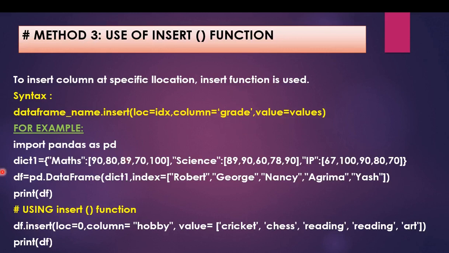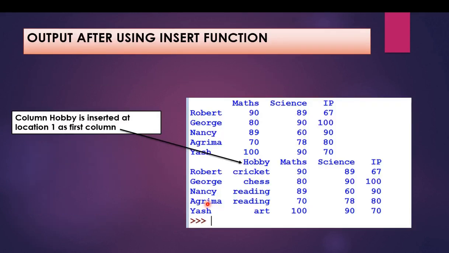For example, consider this given data frame, and then we have used the insert function: df.insert, loc 0, column equals to hobby, value equals to the corresponding values of this column hobby. Now see, the column hobby is inserted at location 0, that means at index 0, with the corresponding values cricket, chess, reading, and art.